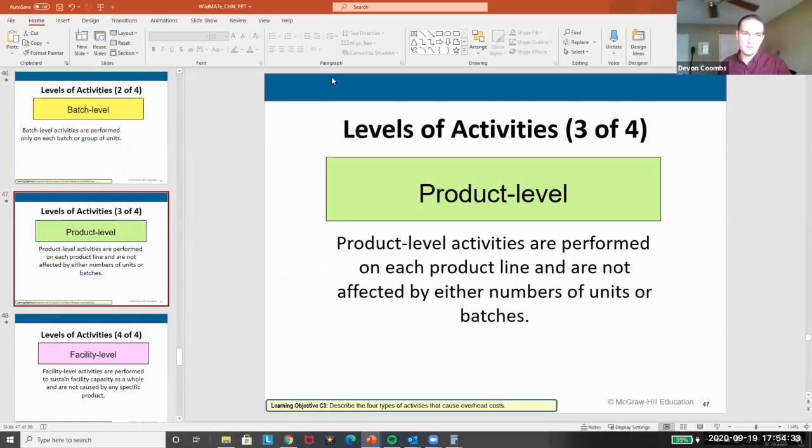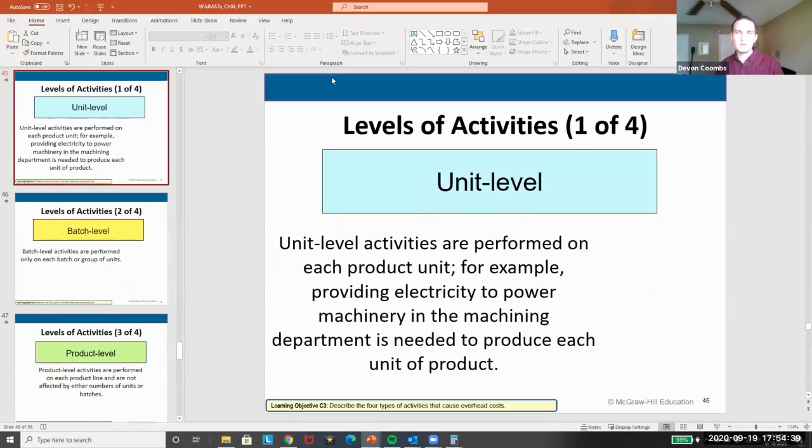The product level can be performed on the entire product line. They're not affected by the number of batches. So let's think of a publishing company. What could be a unit level activity that's performed on each book? Maybe we can track the exact amount of power directly attributable to the printing press. That would be a unit level activity we could track if I had a monitor on it to track the expense. Or maybe the repairs and setup costs related to that. That could be a unit level.